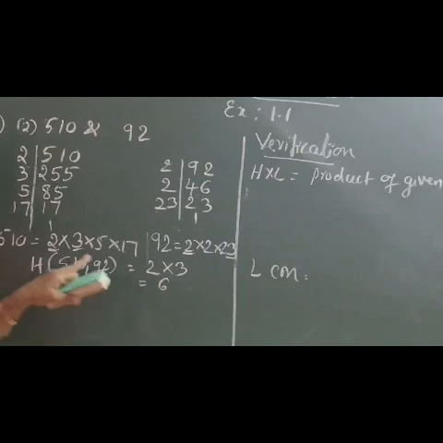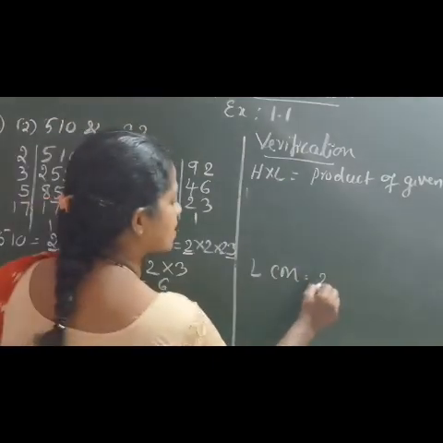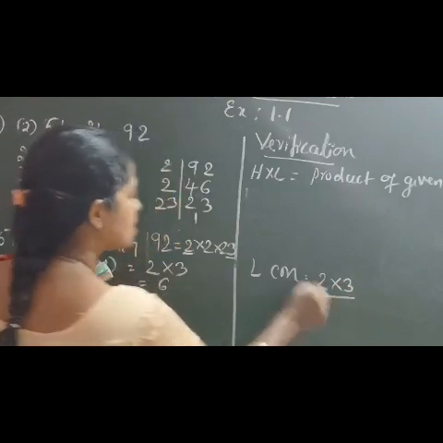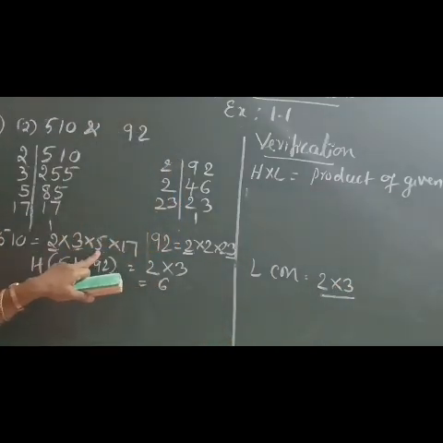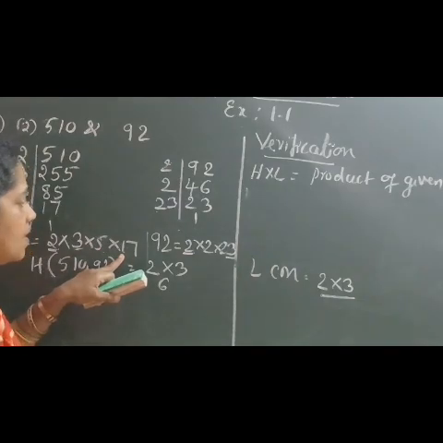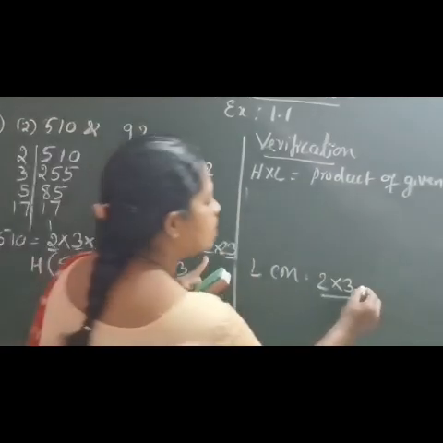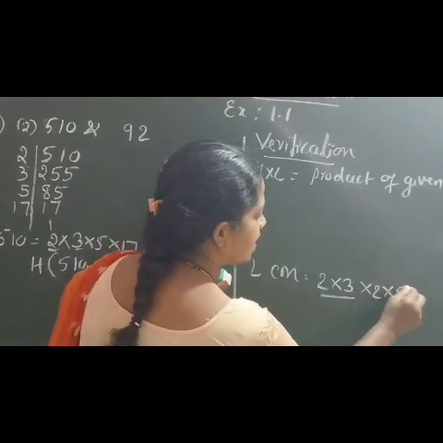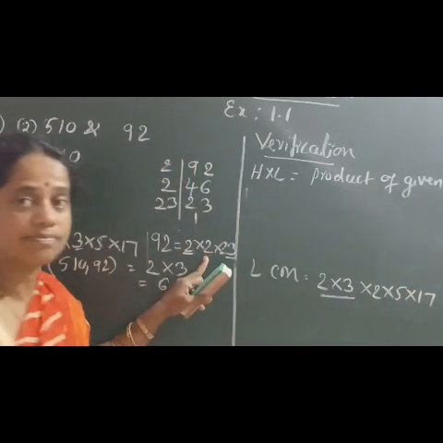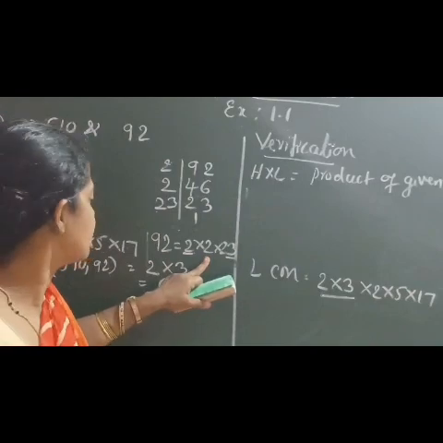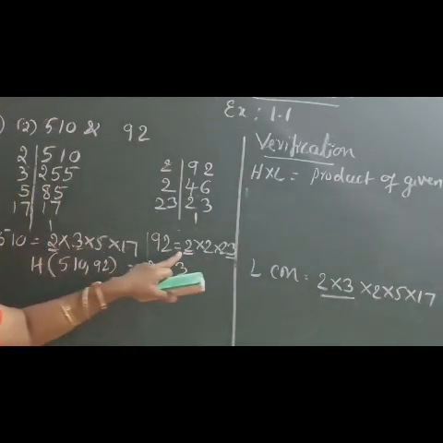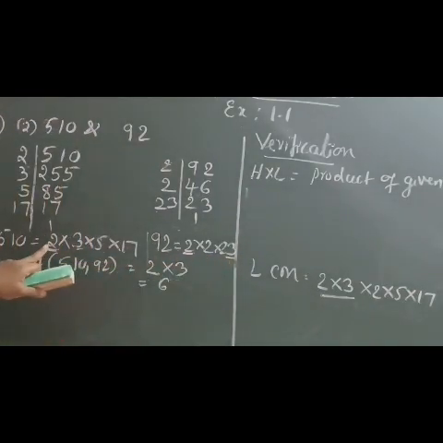See, first write down the common factors. 2, 3 are the common factors. What remains here? 5 into 17 into 2. 5, 17 and 2. Or 2 into 5 and 17. So carefully write down the remaining factors. 2, 3 are the common factors there.